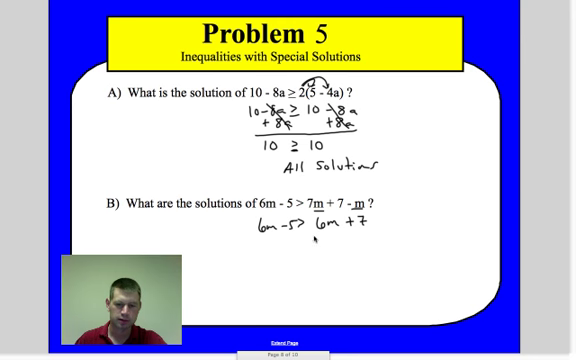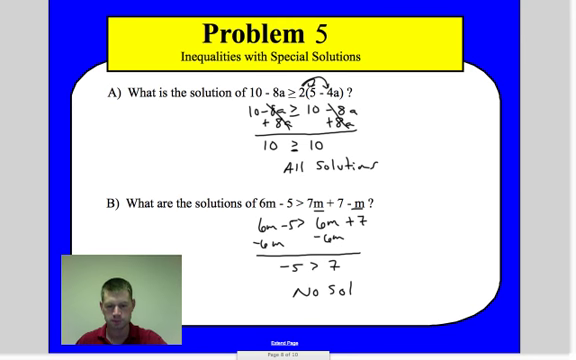So once again, I'm going to get the variables to one side. So I'm going to subtract 6m from each side. Now when I subtract 6m, I have a negative 5 is greater than a positive 7. Okay, negative 5 greater than 7, that's not a true statement, so this one would be no solution.